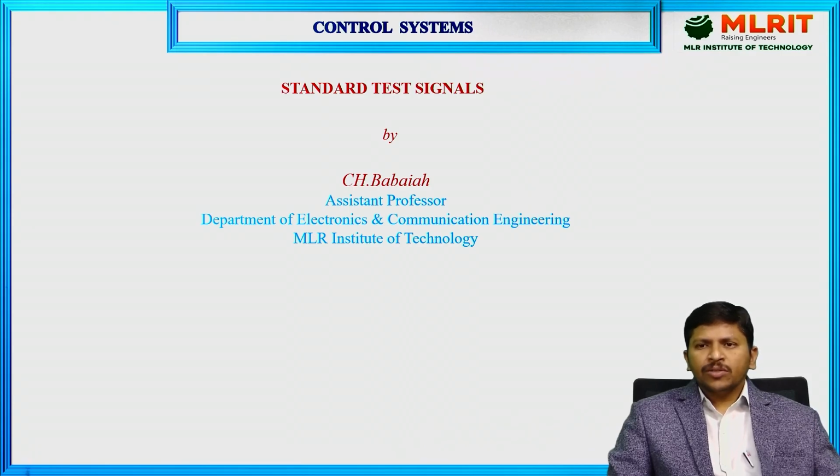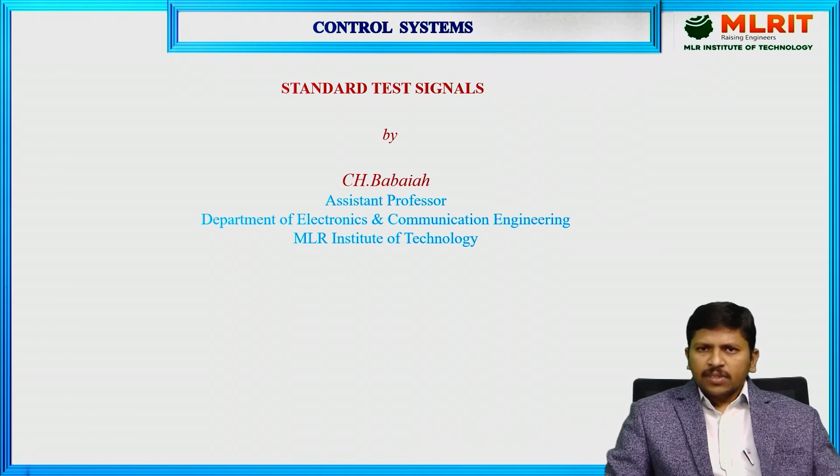Now I am going to explain the standard test signals. In the previous session we learned what is meant by time response, what parts are included in the time response of any system, and how to calculate the time response. All these we learned in the previous session, right? Now in this class we are going to learn some of the standard test signals, right?